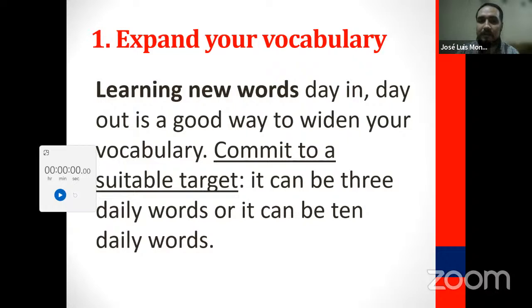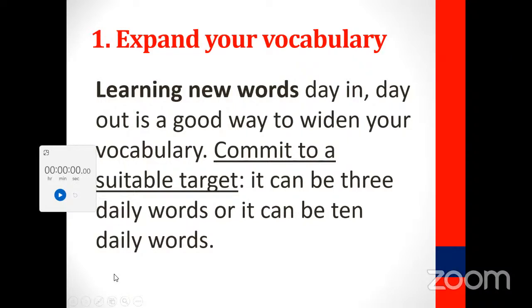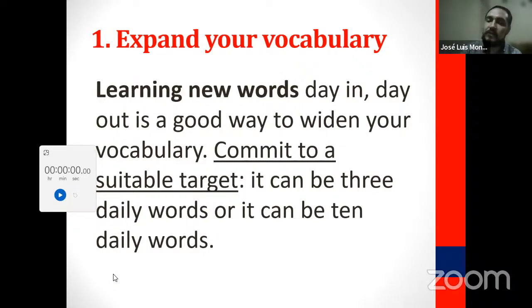Expand your vocabulary. Okay, learning new words day in, day out is a good way to widen your vocabulary. Commit to a suitable target. It can be 3 daily words or it can be 10 daily words.